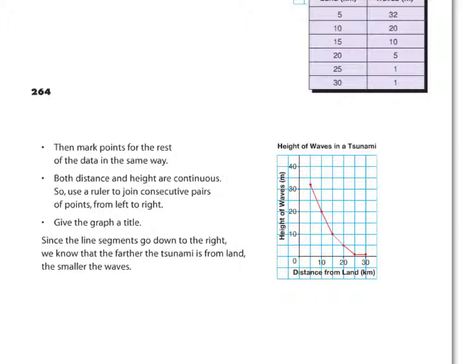Conclusions that we can make. Since the line segments go down to the right, we know the farther the tsunami is from land, the smaller the waves. So the closer it is to land, the bigger the waves were. We could say our biggest increase of wave height was in the last 5 kilometers, from 10 to 5 kilometers. That would be fairly specific. We could say that both at 25 and 30 kilometers, the wave height was the same at 1 meter high, and so on. As always, our conclusions can really vary depending on what we're looking at or what points we're looking at on the graph.